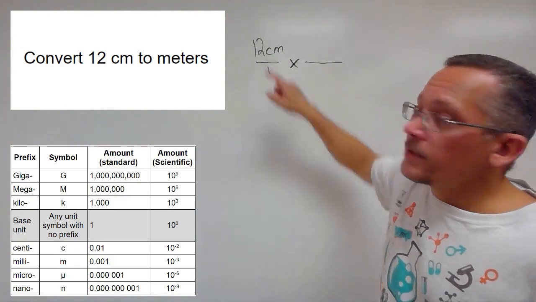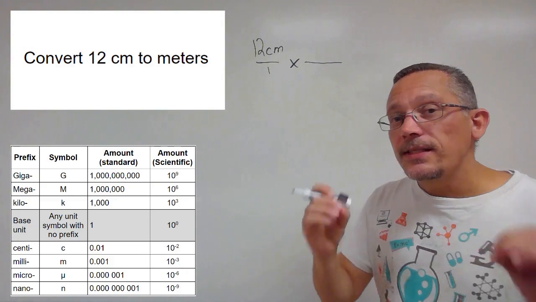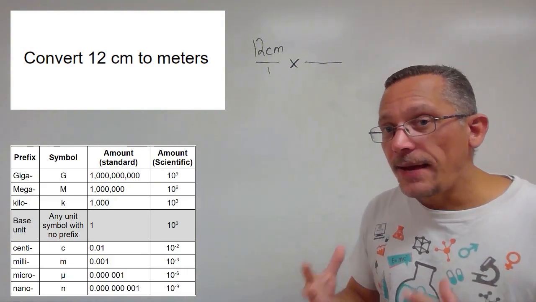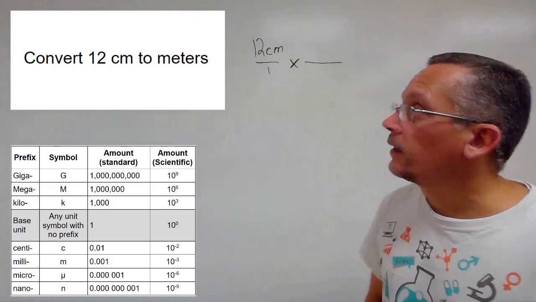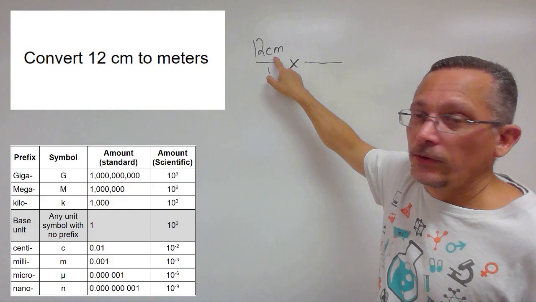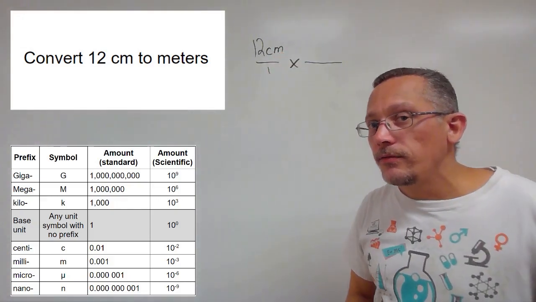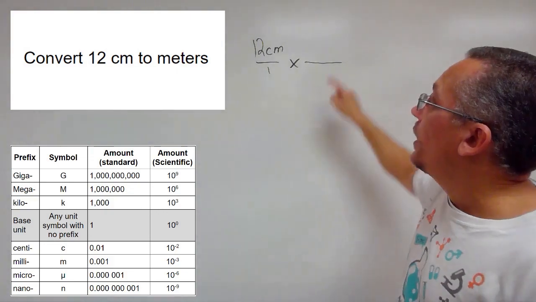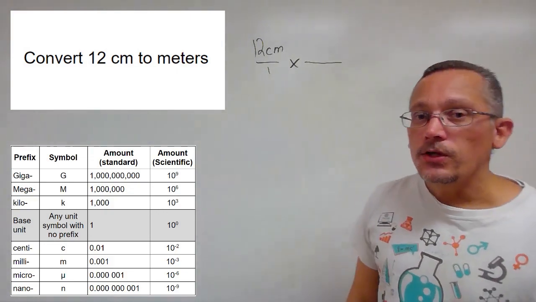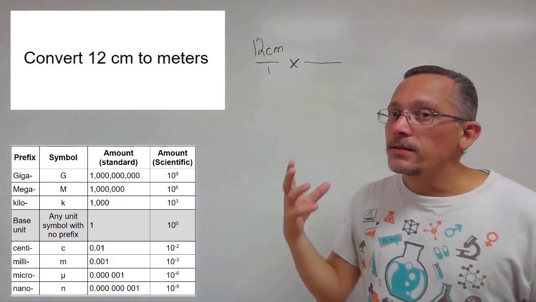Okay, so I've looked up centi. It means 10 to the minus 2. And that's 10 to the minus 2 meters. That's that many of the base unit equals 1 of the prefixed unit. Okay, so 1 centimeter is 10 to the negative 2 meters. And I'm going to put each of those numbers into this fraction, okay? So 10 to the negative 2 meters and 1 centimeter.